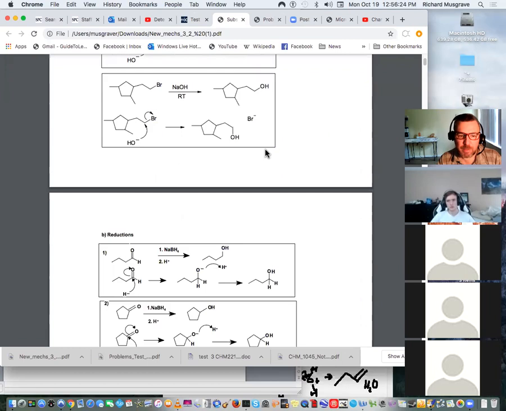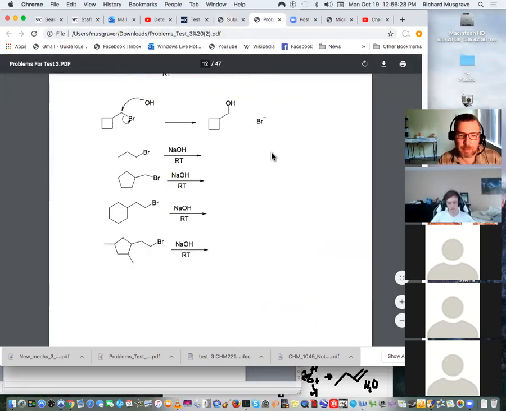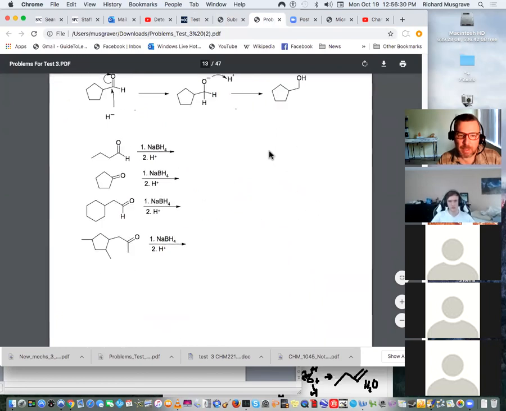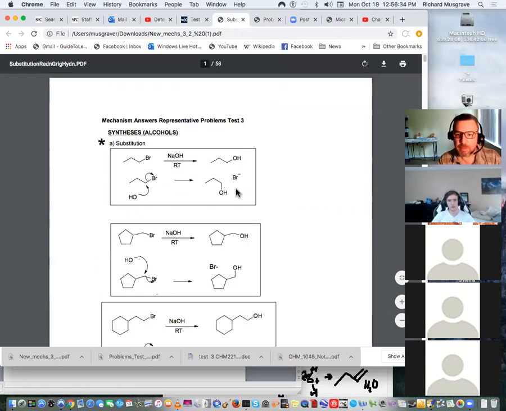But I want to make sure that everybody is doing these problems that are in the blue book, doing the mechanisms, and then comparing those mechanisms to the ones that are in the mechanisms file.